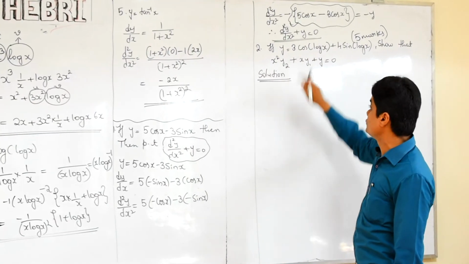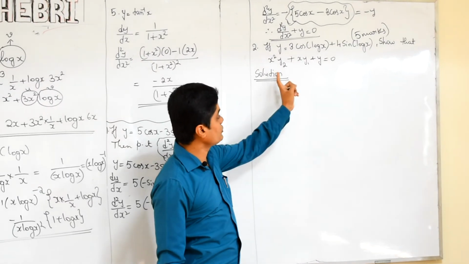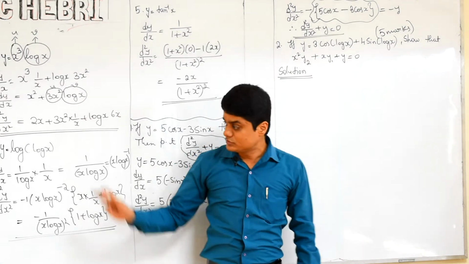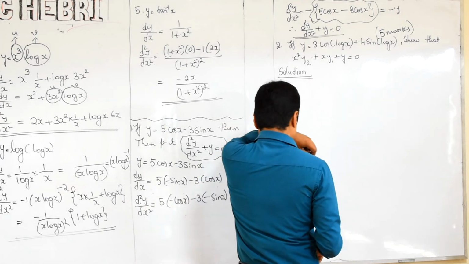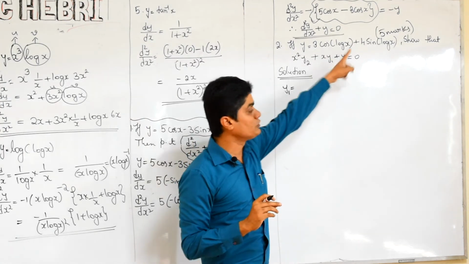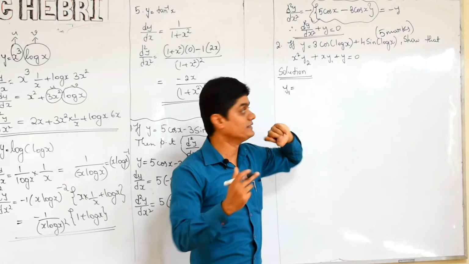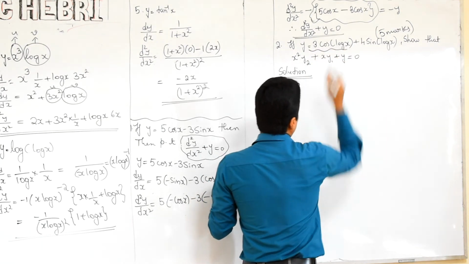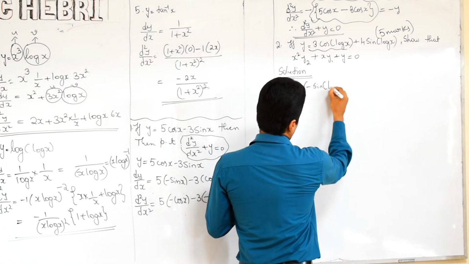if y is equal to 3 cos of log x plus 4 into sin of log x, then show that x square y2 plus xy1 plus y equal to 0. Here y1 means first order derivative, y2 means second order derivative. So first find out y1. Solve carefully. Which rule do we need here: sin of log x, cos of log x, is it product or composition? Yes, composition. So you need the chain rule.